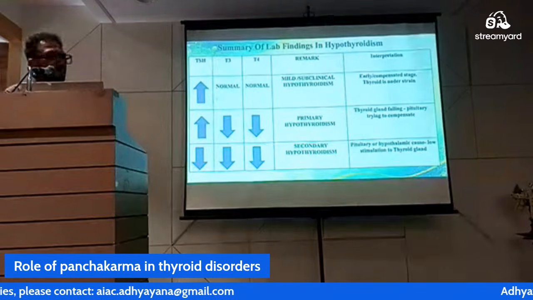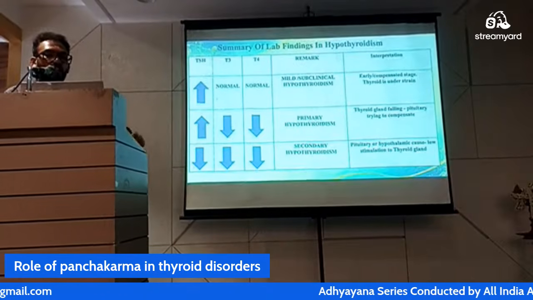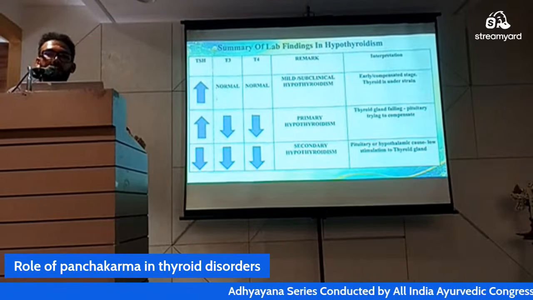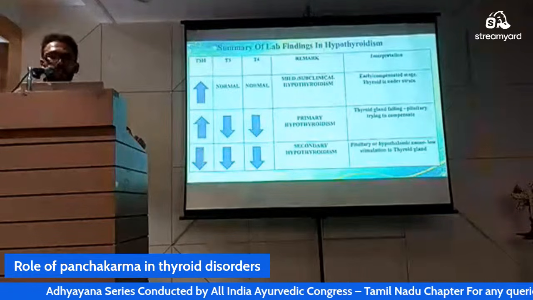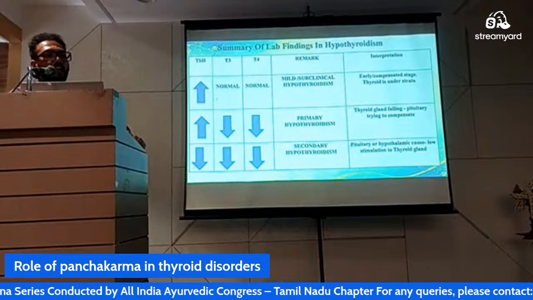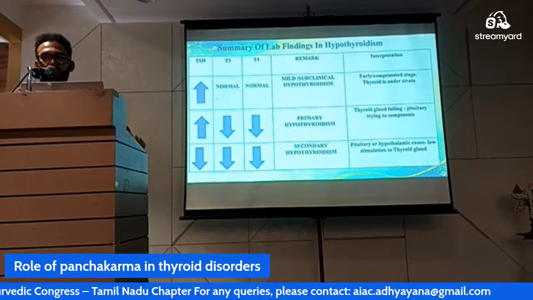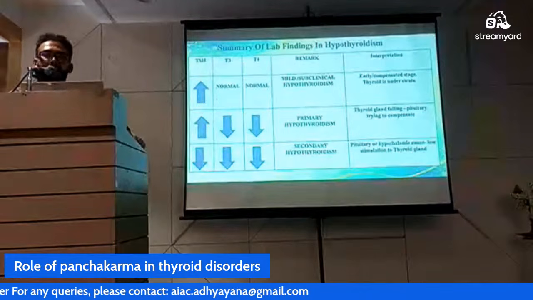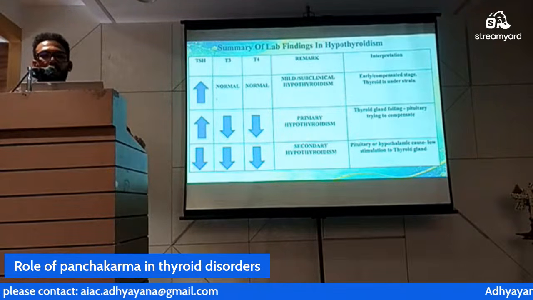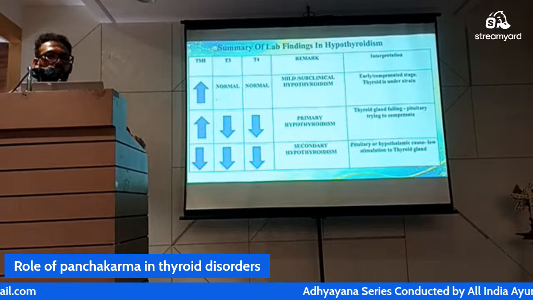So what is the subclinical level? Here, the TSH level remains increased, whereas T3 and T4 levels remain normal. What we can interpret is that it is the early stage of hypothyroidism. Second is primary hypothyroidism, which is what we usually see, where TSH is increased and T3 and T4 levels are decreased. Here the thyroid gland is failing to produce enough thyroxine hormone.